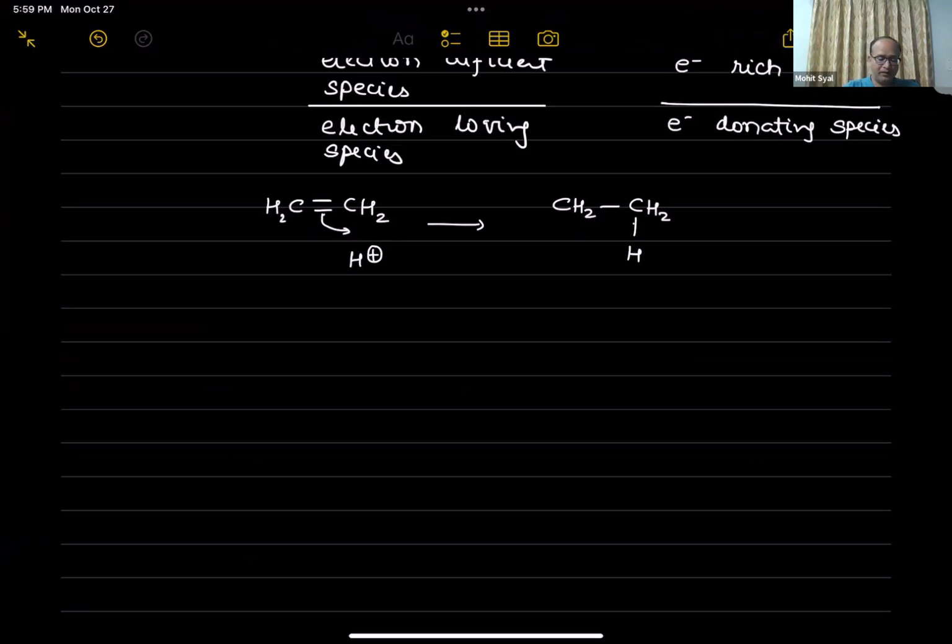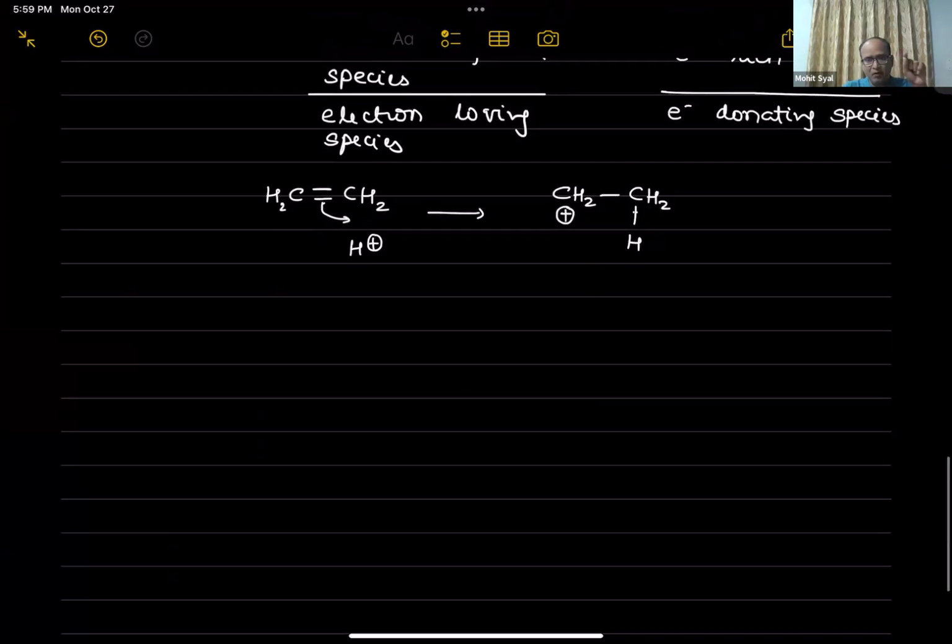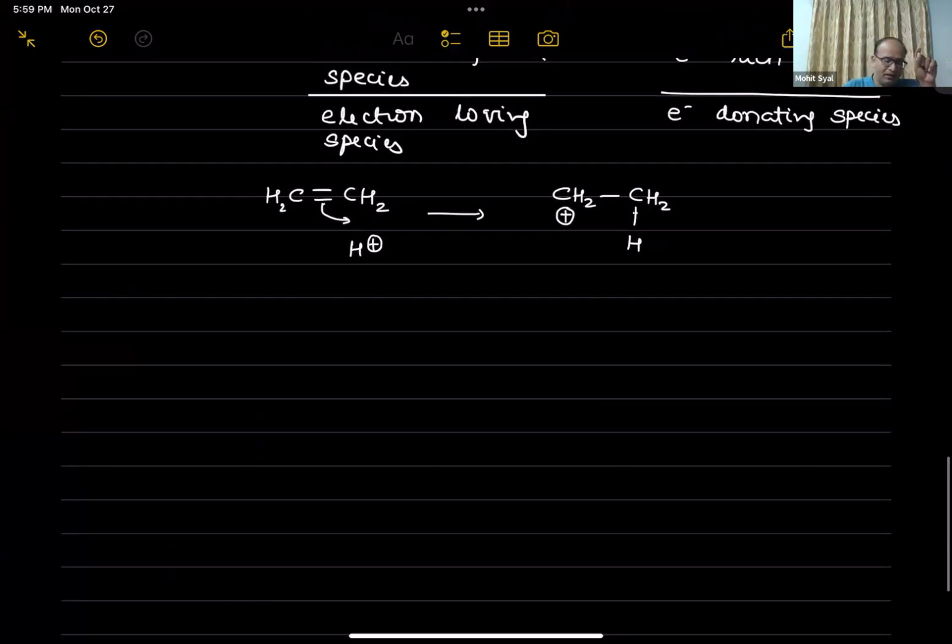So these two electrons are now here, and there is a plus charge which will develop on this carbon. Why is the plus charge developed on this carbon, and what do these arrows represent? This arrow represents the movement of a pair of electrons. The electrons are in the double bond, and the arrowhead represents where the electrons are going.